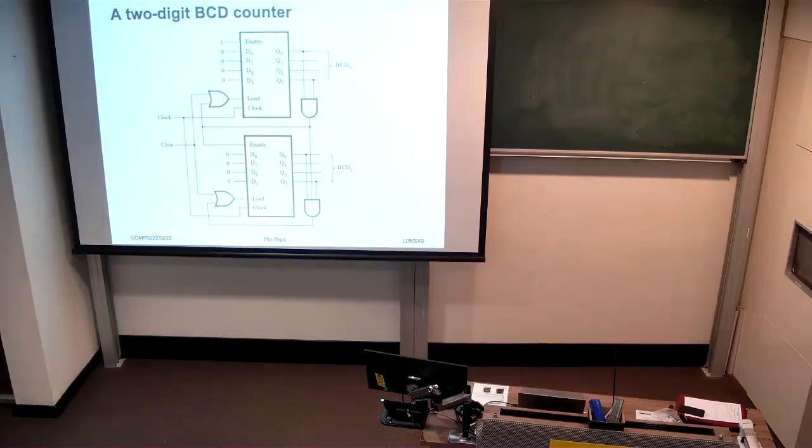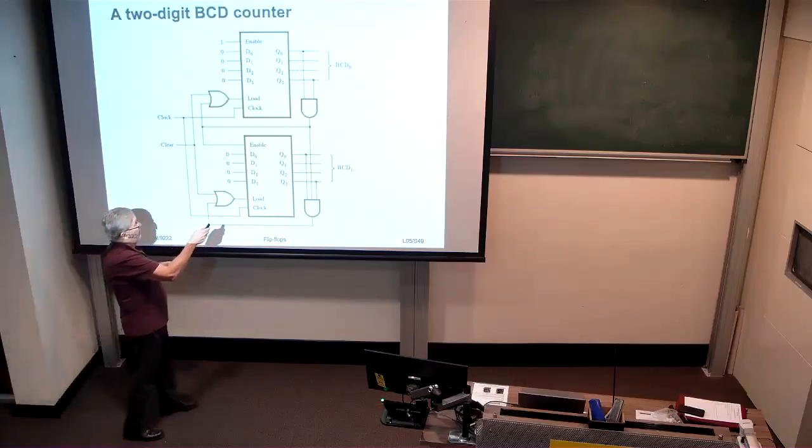A similar approach is used to build a 2-digit BCD counter. So at the top here we have the less significant BCD digit. When it gets to 9, see we're tapping Q3 and Q0, this AND gate asserts, and therefore the load signal is going to be asserted, and we're going to get 0 loaded back into here. So that top guy is going to count from 0 up all the way to 9, and then go back to 0 again, right?